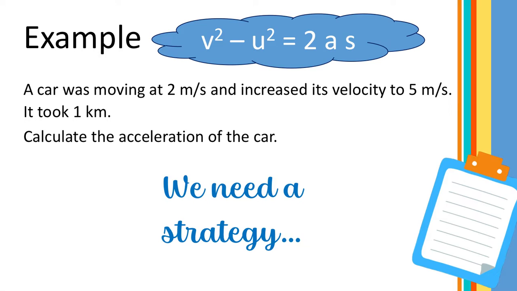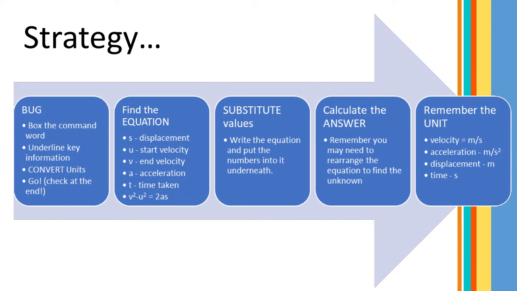So let's just remind ourselves of the question. As well as talking about SUVAT, we still need a further strategy in order to use this equation, because one of the skills we need is to rearrange it, and that can be quite tricky in the form that it currently is in. So I would recommend writing this strategy out, or certainly the key parts of it. To start with, we like to BUG. That stands for Box the command word, so find out what we need to do, and go around it with a box. Underline key information, in this case numbers, but we also need to start converting units, and once we've done that we can Go, but we must remember to check at the end.